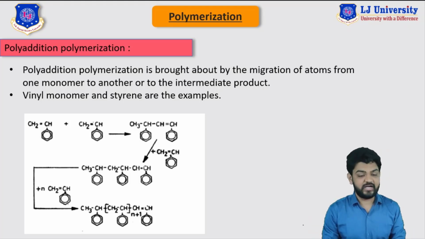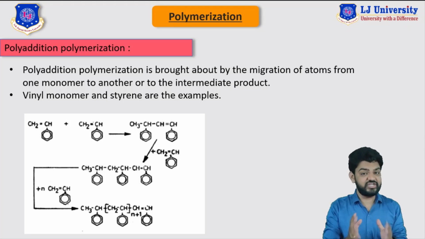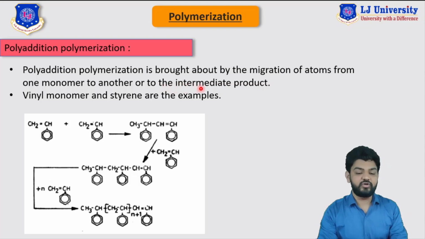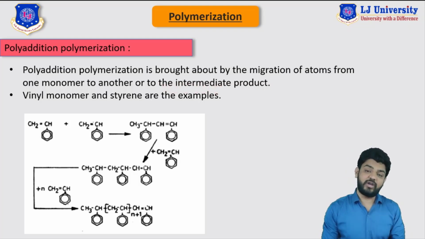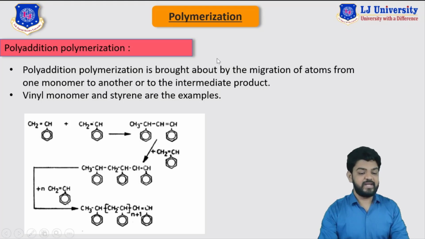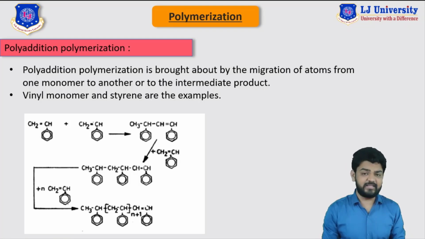You can see here, poly addition polymerization is brought about by migration of an atom from one monomer to another monomer, or to produce intermediate products, right? So in this method, we can also have intermediate products that are again very useful for industrial applications. Vinyl monomer and styrene are the basic examples for this method. So now let's understand this method with the example of styrene.